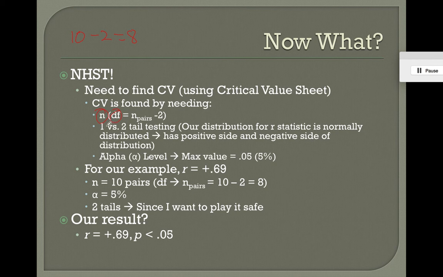Then we have to pick if our distribution is going to be a 1 or a 2-tailed test for our significance test, because our distribution for the R statistic is actually normally distributed. So the mean of this distribution is going to be equal to 0, and it's going to have a positive side and also a negative side of the distribution.